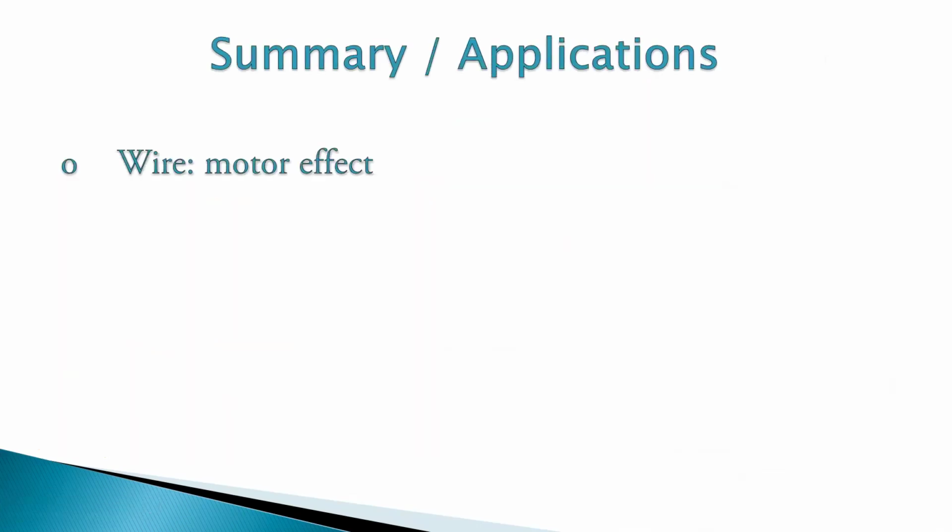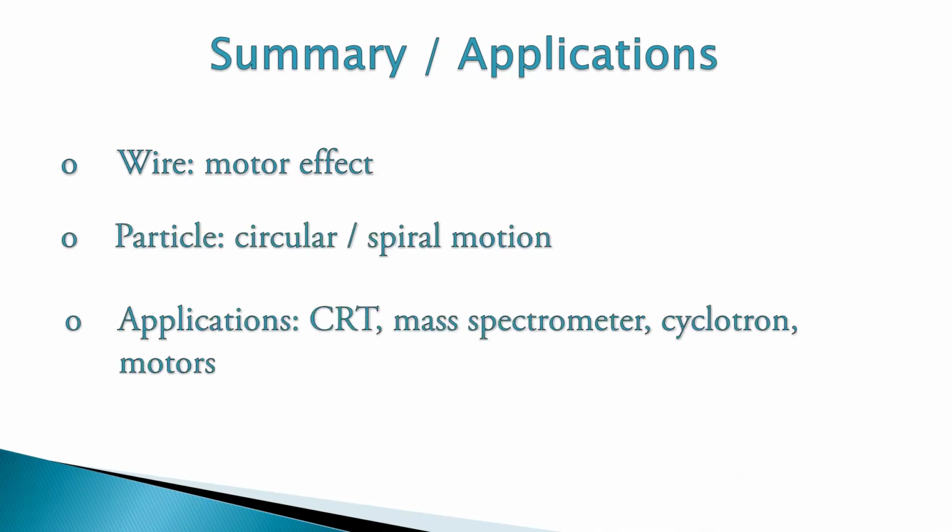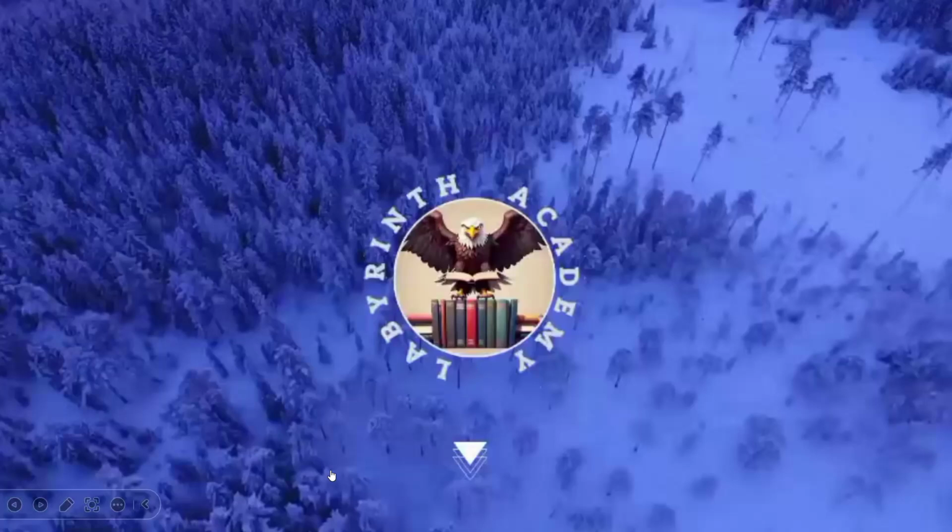To finish, let's connect everything. For wires, magnetic force gives the motor effect. For particles, it provides centripetal motion and creates circular and spiral paths. Applications include cathode ray tubes, mass spectrometers, cyclotrons, and motors. And always remember, the magnetic force is at right angles. It changes direction but not speed. That's the essence of this lesson.